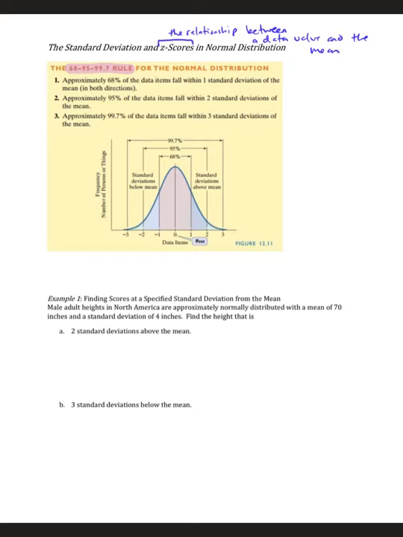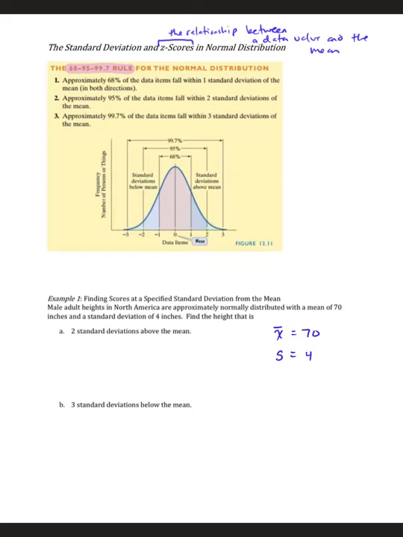So example 1, finding scores at a specified standard deviation from the mean. Male adult heights in North America are approximately normally distributed with a mean of 70 inches and a standard deviation of 4. Find the height that is 2 standard deviations above the mean. So this problem gives us 2 important pieces of information. It tells us the mean is 70, and the standard deviation is 4.